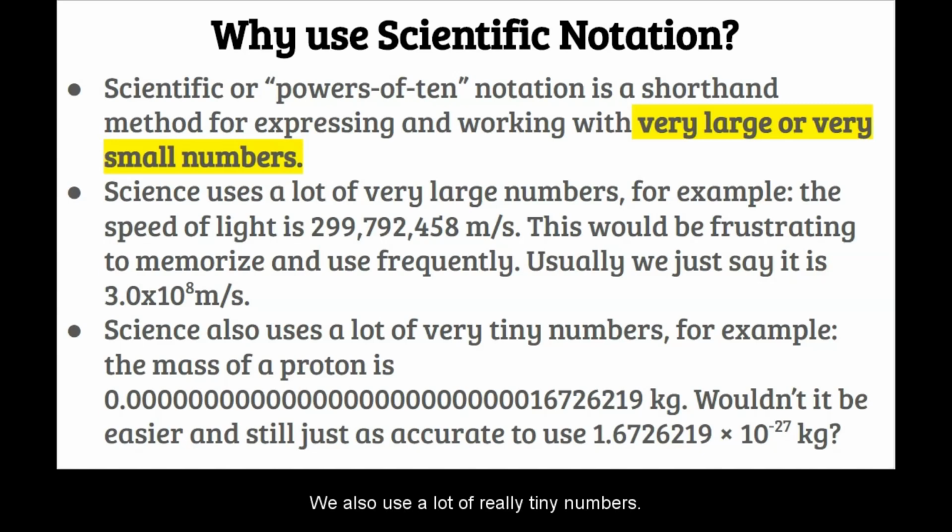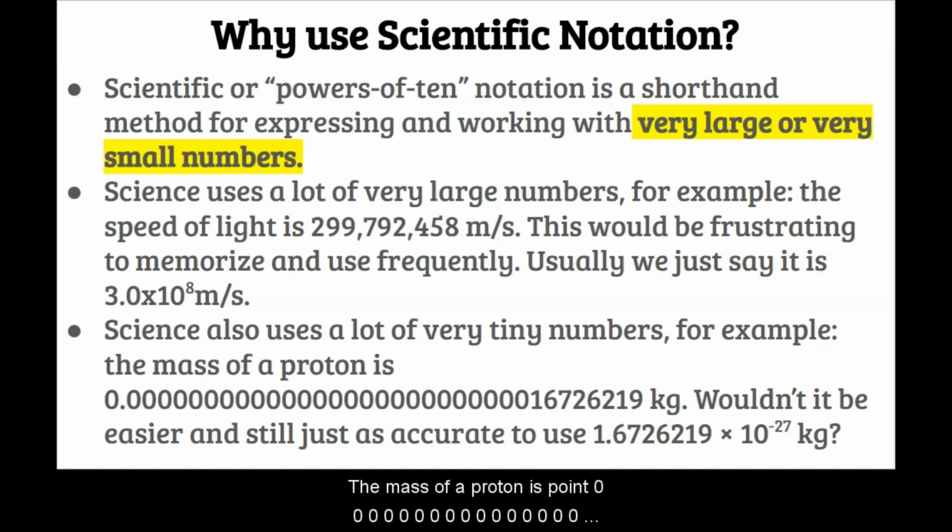We also use a lot of really tiny numbers. The mass of a proton is 0.000...0001 kilograms, written as 1.6726219 times 10 to the negative 27.